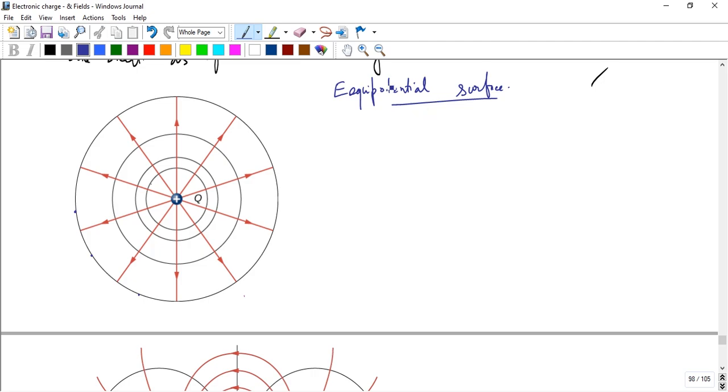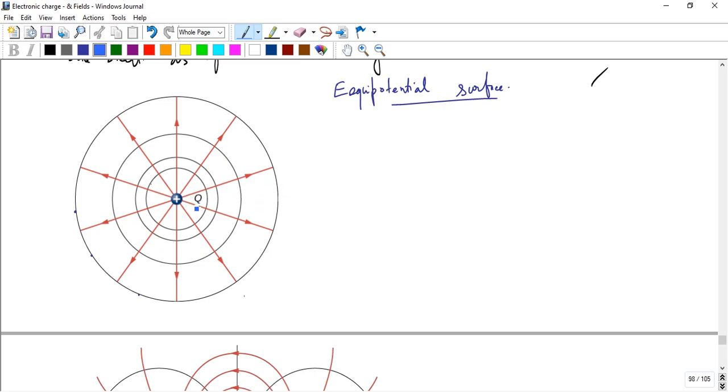The name suggests that equipotential means same potential at the surface. Okay, if you choose a surface, the potential will be the same at any point on the surface. That's why this surface is called equipotential surface. Okay, the name suggests that very clearly. And see the diagram very carefully.